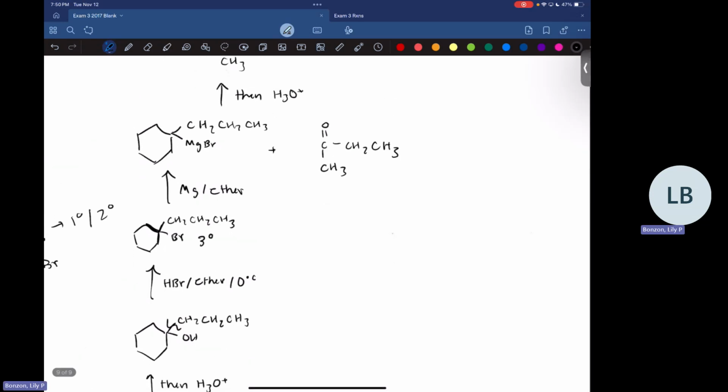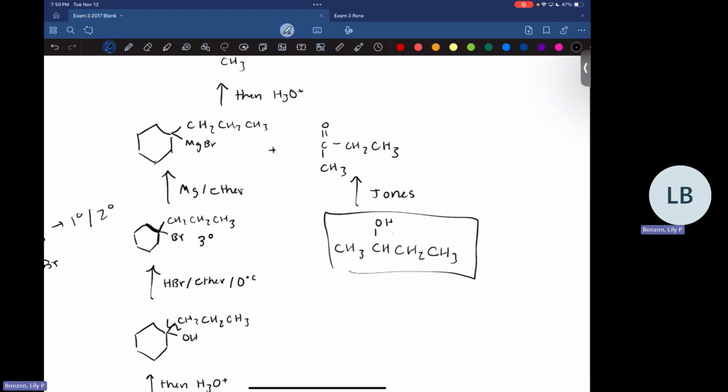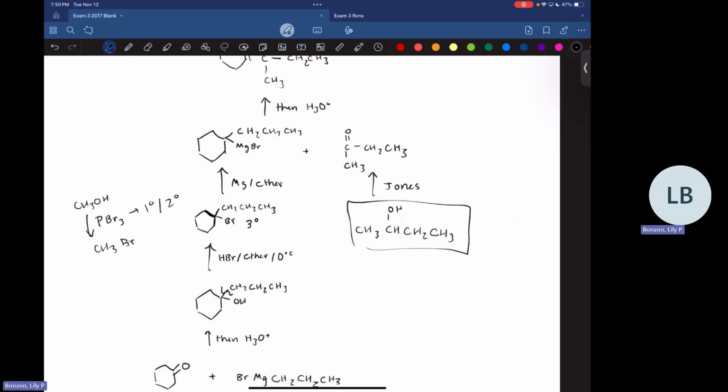Now we have to finish with the right-hand side that we had up top. So this is the ketone. Again, we can use Jones because this is secondary. So we're going to have this 4-carbon alcohol. And if you'll remember, 4-carbon alcohols are allowed for starting materials. So this one's good to go. Okay, that's that synthesis.